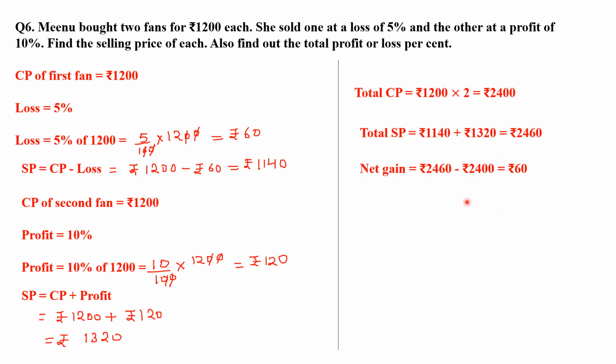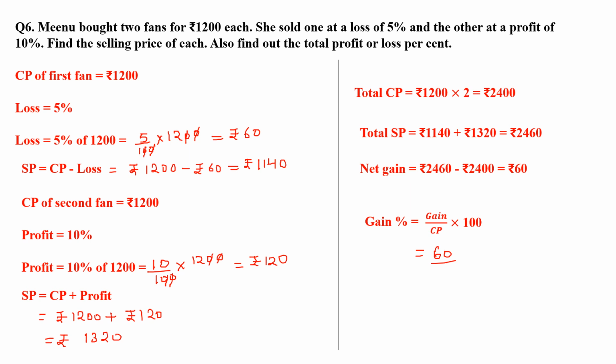So how much profit is there? There is a profit of 60 rupees. 2460 minus 2400 is 60 rupees. Now you have to find the percentage. So how to find percent? It is gain divided by cost price multiplied by 100, right? And how much gain do you have? 60 rupees. Now see, gain and profit both are the same thing, isn't it?